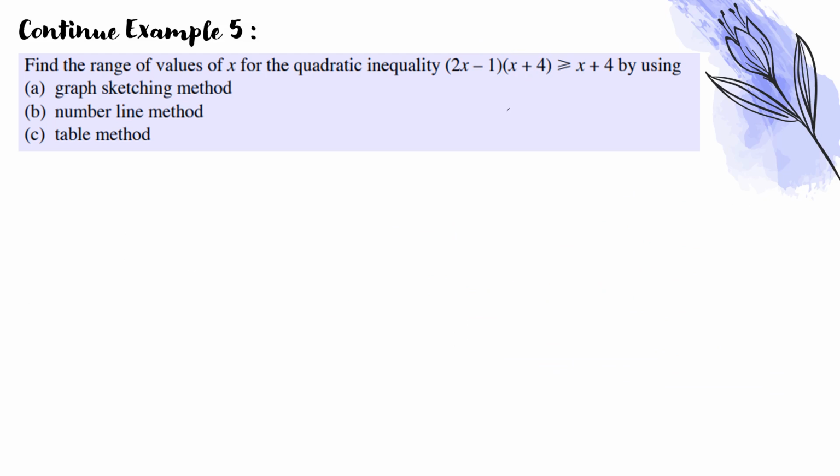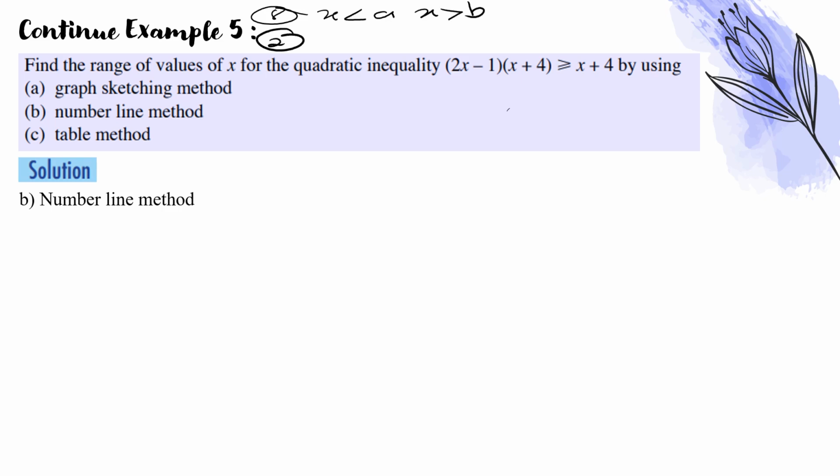We are still in example 5 using the same inequality, same question, but now we are focusing on part B, the number line method. Before that, you need to remember that your final answer for inequalities should be in 2 types. The first is x is less than a, or x is more than b, or the second type is x is in between a and b. If they are equal, you just put equal.